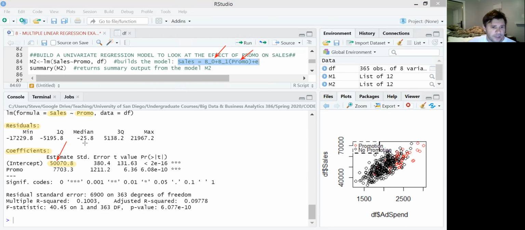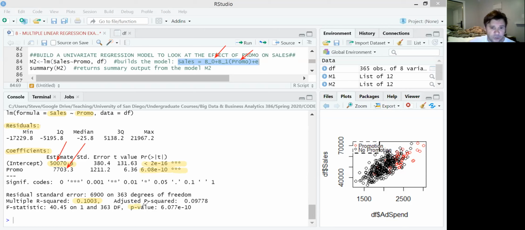But our slope term tells us when we do run a promotion, when promotion goes up by 1 unit from 0 to 1, it looks like that adds about 7,700 extra units of sales on a given day. And note, we do have very significant p-values, right? We see those 3 stars showing up. We have significance at the 0.001 level of alpha, at the 0.1% level of significance. You'll notice the R-squared is pretty low here. Promotions only account for about 10% of fluctuation in sales from day to day in this model.